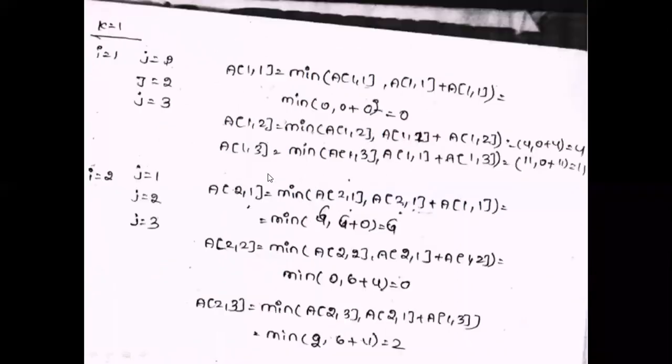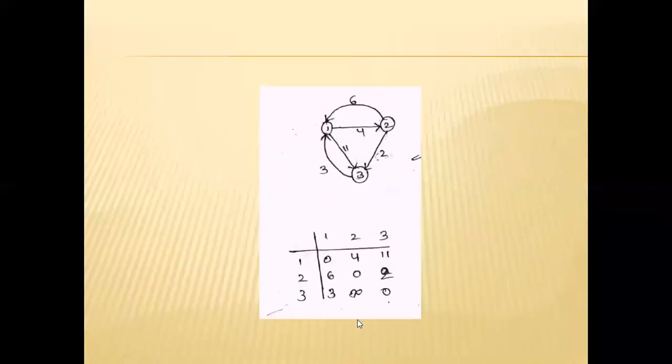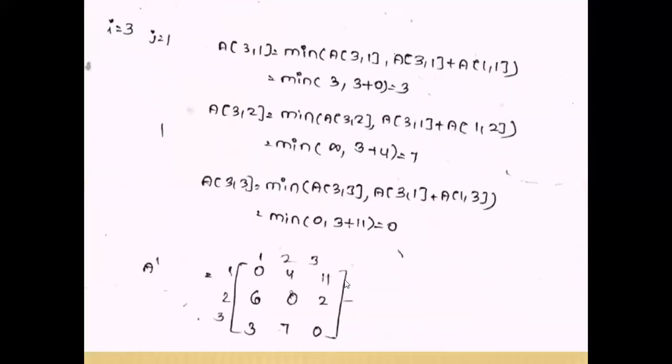So for the previous matrix and the next matrix, the difference is only infinity. That is, infinity means you are finding the shortest path through intermediate vertex 1. It means there is no path directly from 3 to 2. Suppose there is a path through intermediate vertex 1, 3 to 1, 1 to 2, that means 3 plus 4, 7.